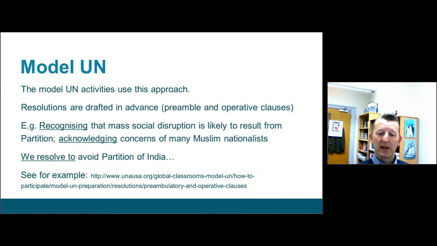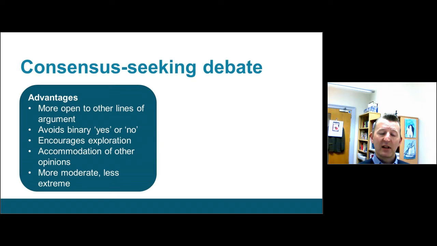So there's one website at the bottom here that I've suggested you have a look at for some vocabulary and some sentence starters for putting together the preamble and the operative clauses. The advantages of this kind of debate are that it leaves the whole debate more open to other lines of argument. We're not looking at for and against, we're looking for the whole range of different opinions that people might adopt. So we're avoiding this simplistic binary yes or no, for or against. It encourages people to be more creative and exploratory in their thinking. And there's a real focus on trying to accommodate others' opinions.